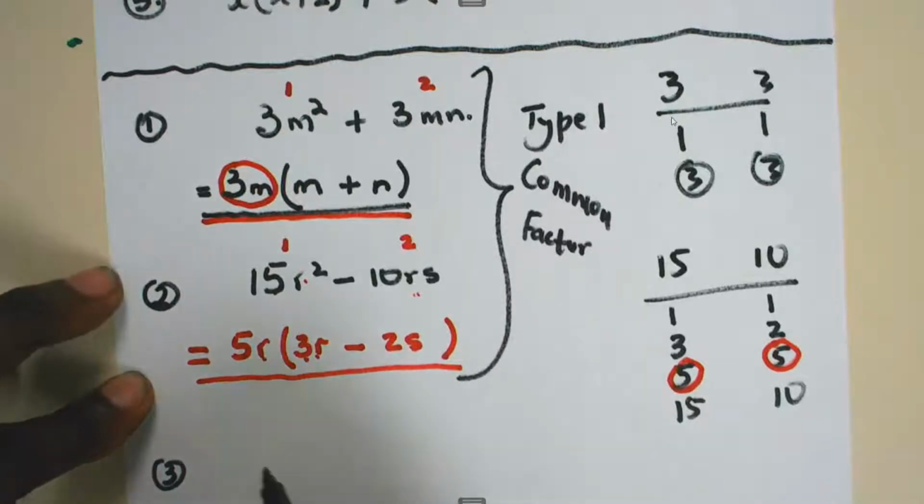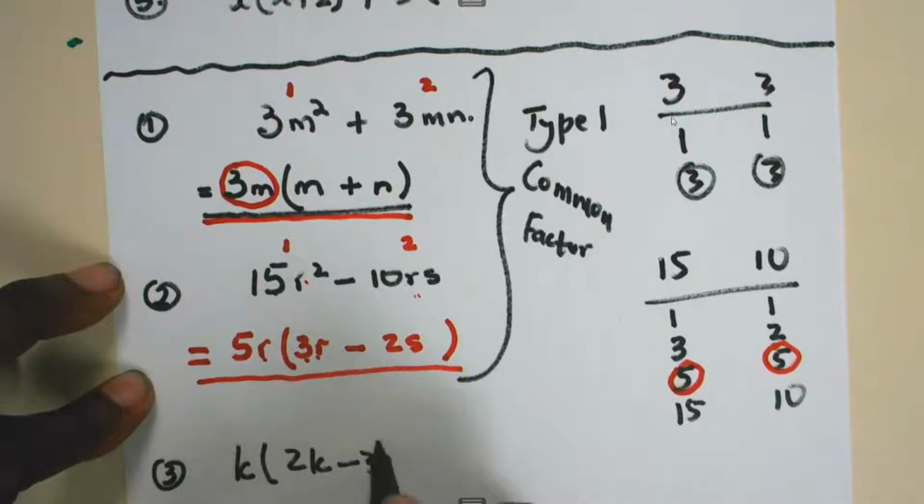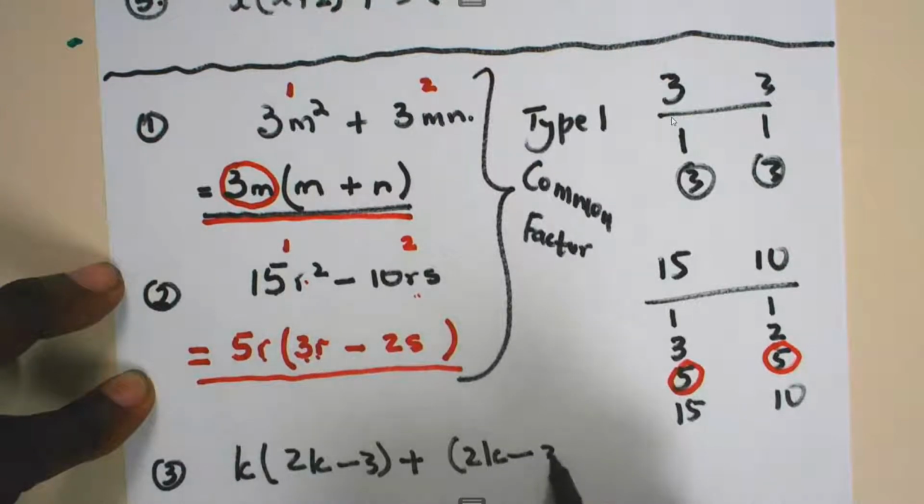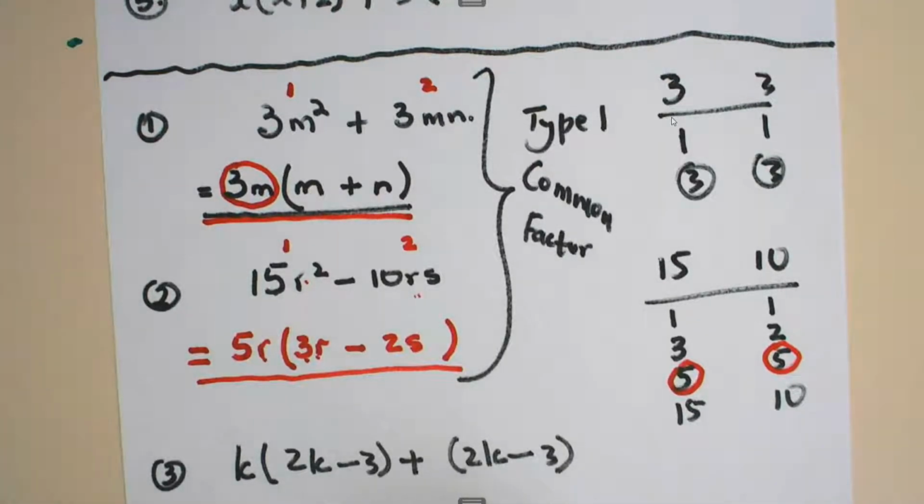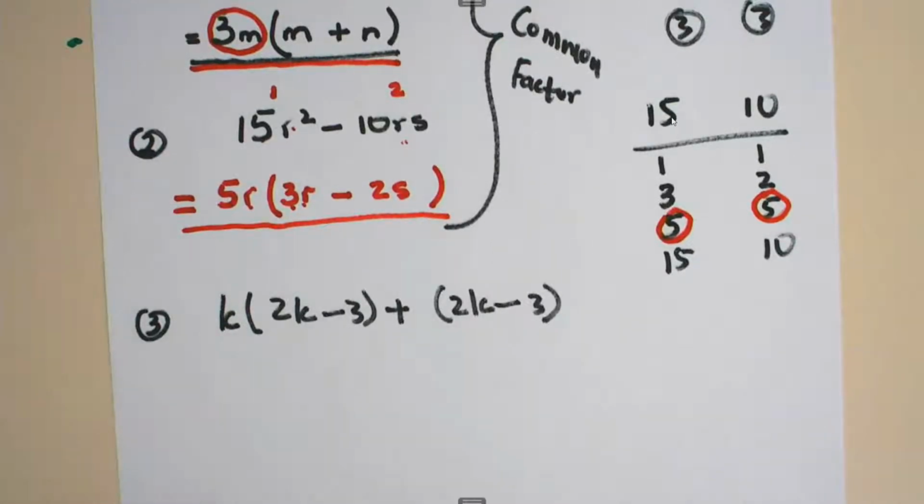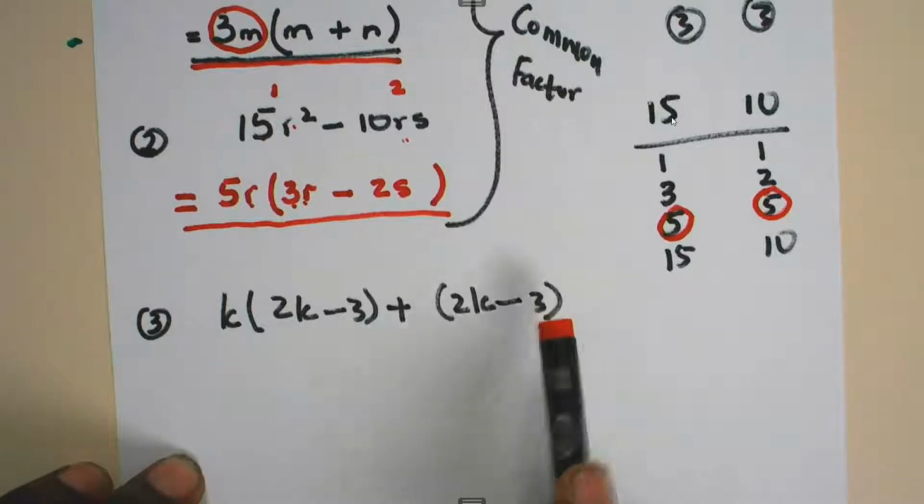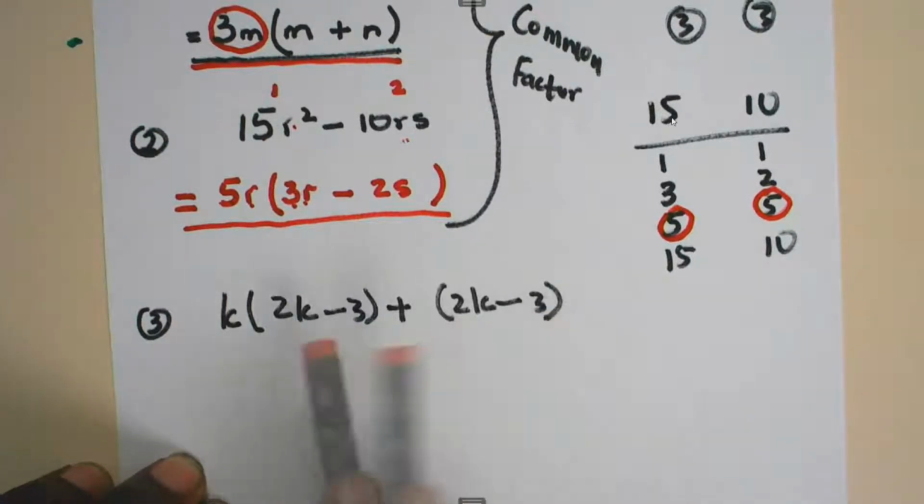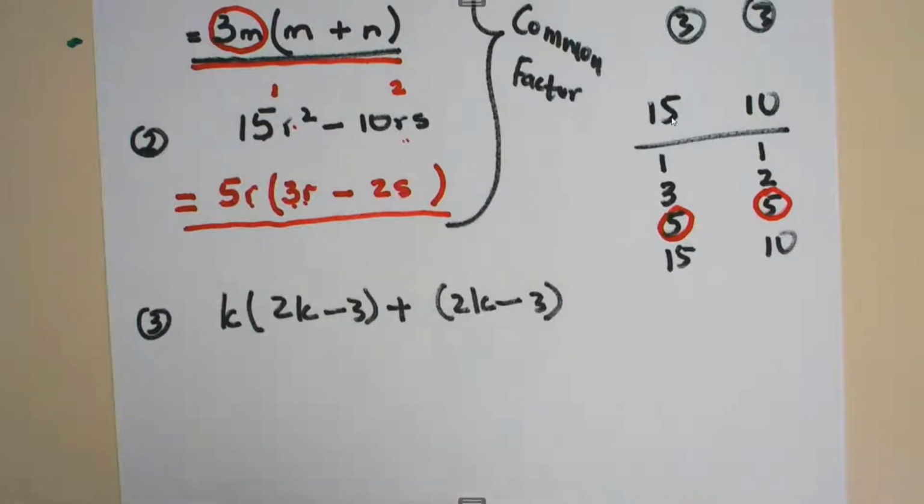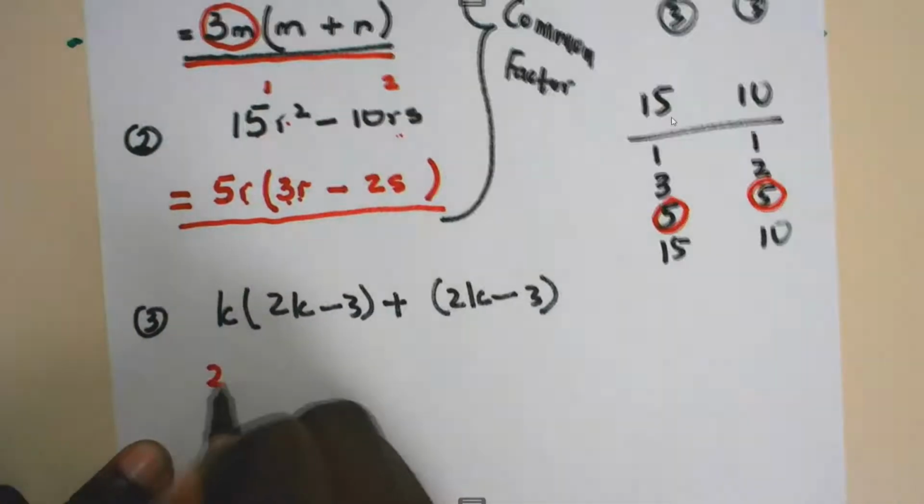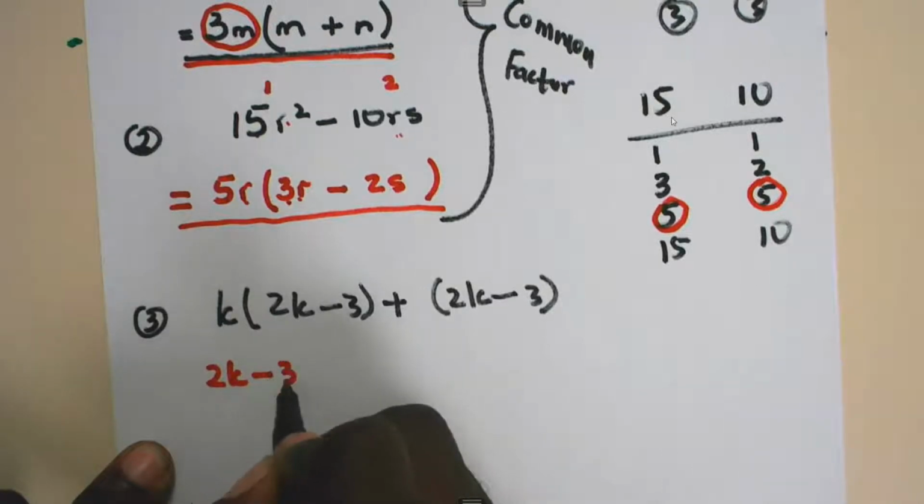The type 2 is where we have k into 2k minus 3 plus 2k plus 3 into 2k minus 3. This is type 2, where it has a bracket. If you look at the bracket, how many terms are there? This is the first term, this is the second term. There are only 2 terms. In the first term and the second term, there is a sum which is common: 2k minus 3.